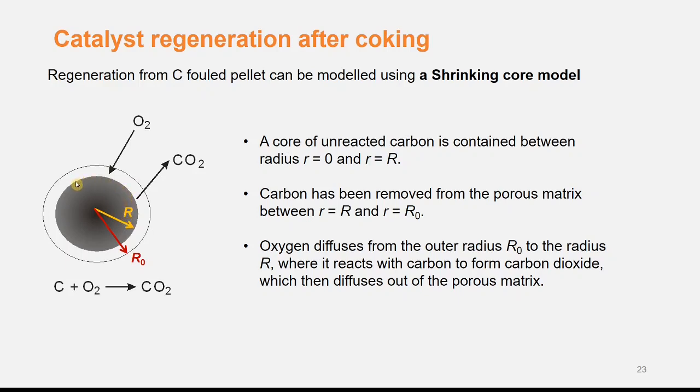The core is shrinking because oxygen is reacting with the carbon at the surface of the core, forming carbon dioxide. So the amount of carbon on the surface reduces and the core shrinks. However, remember that the catalyst pellet is porous and the oxygen has to diffuse in from the outer radius R0 to reach the core at radius capital R. And when it does, the oxygen reacts with the carbon to form carbon dioxide, which then needs to diffuse out to the surface of the pellet.